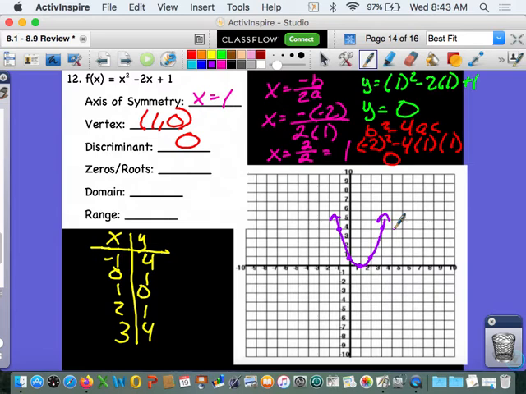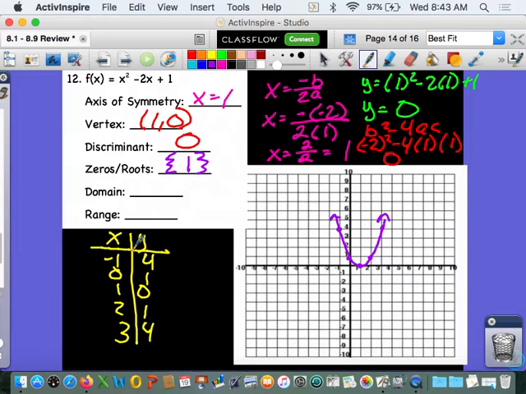My roots or zeros. Where does this cross the x-axis? At +1. Okay. It only crosses one time. We know that because my discriminant is 0. So that means I have one answer. 1, 0. One solution. Okay.